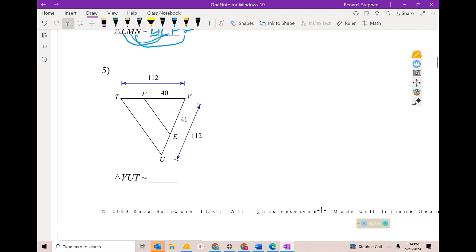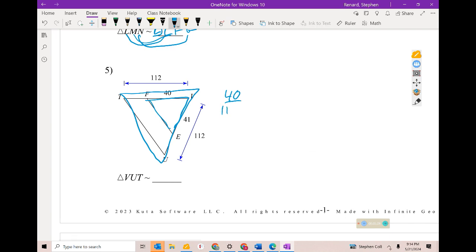So number 5, a couple ways we can do this. So you can just start off with 40, because the two triangles we're trying to prove are congruent or similar. This one and this one, right? The little one and then the big one. So we have 40 to 112 equals 41 to 112.